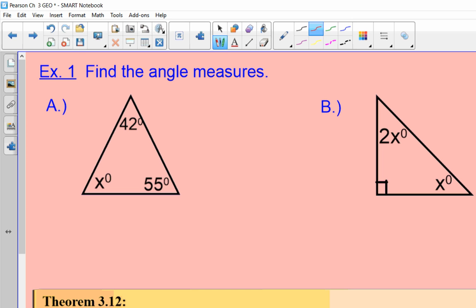All right. So why don't we go ahead and draw example A and B in your notes, okay?